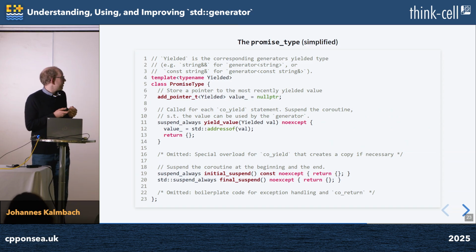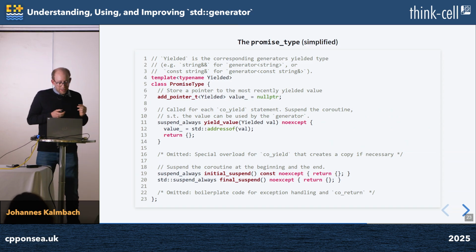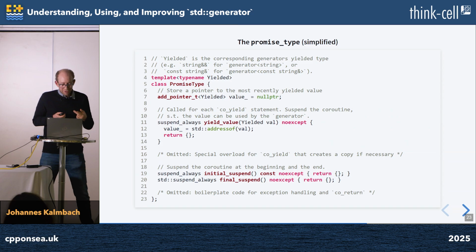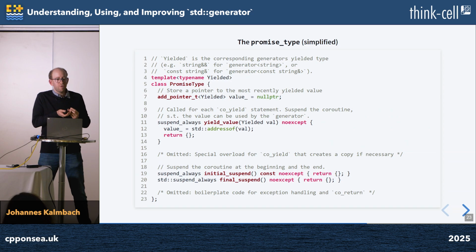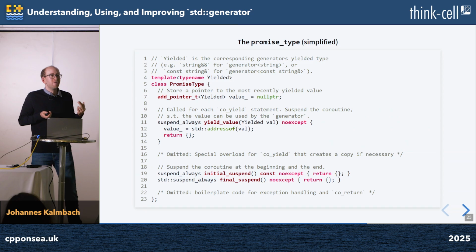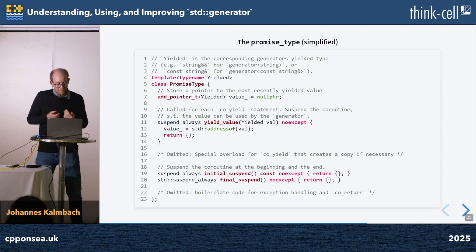And here the important thing is that our promise type, which is part of the machinery, stores a pointer to the last yielded value. In line 7, I have a member for the last yielded value, and I actually can store a pointer here because of the question before. It will live long enough until I have consumed it, so I get away with a pointer.